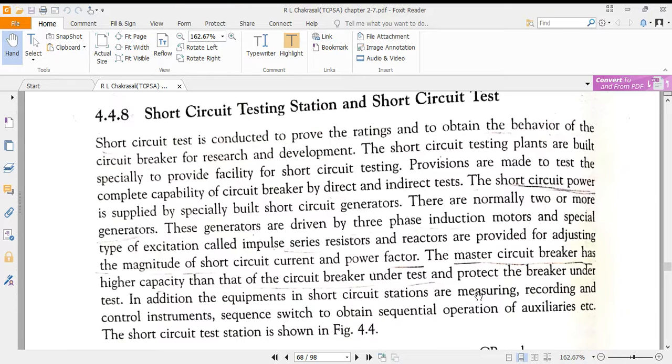we have to simulate all the practical conditions in the laboratory. Therefore, we require a short circuit generating station. So we generate the short circuit in the laboratory and apply it to the circuit breakers. The short circuit testing plants are built specially to provide facility for short circuit testing. Provisions are made to test the complete capability of the circuit breaker by direct and indirect tests.